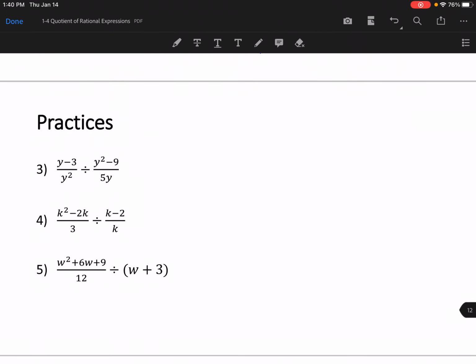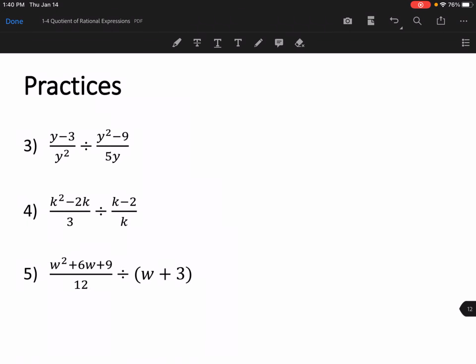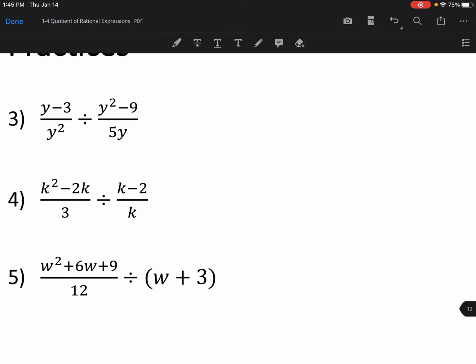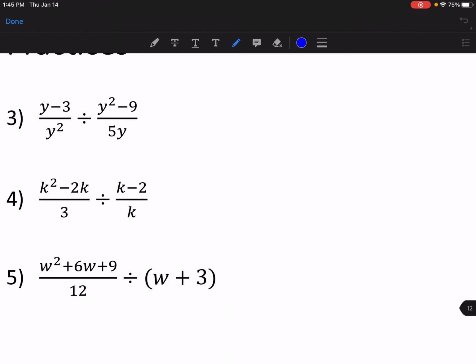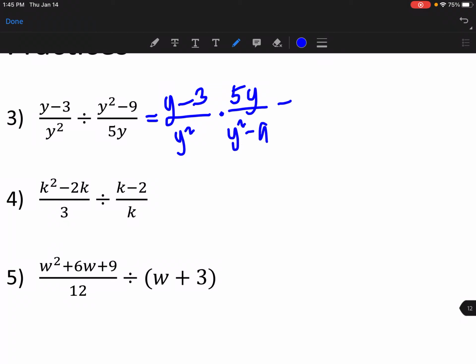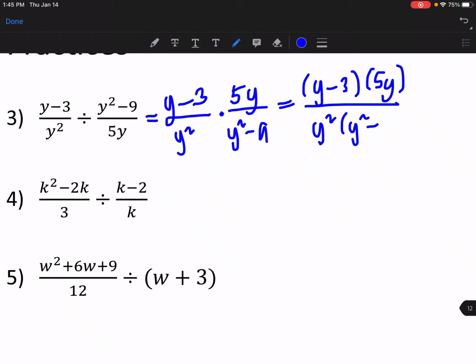Go ahead and do your practices. So practices 3, 4, and 5. Right, number 3, I have y minus 3 over y squared divided by y squared minus 9 over 5y. So we're going to set this equal to y minus 3 all over y squared times 5y over y squared minus 9. All right, we're going to multiply those two. So I have y minus 3 times 5y all over y squared times y squared minus 9.